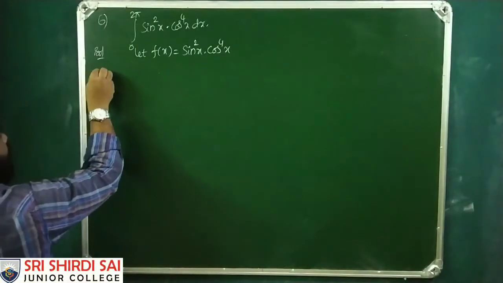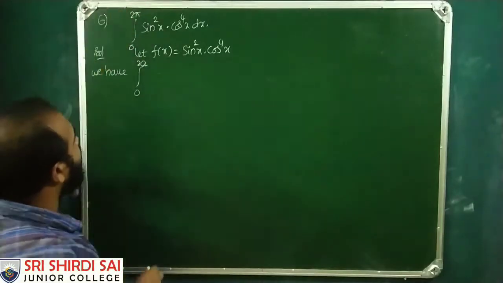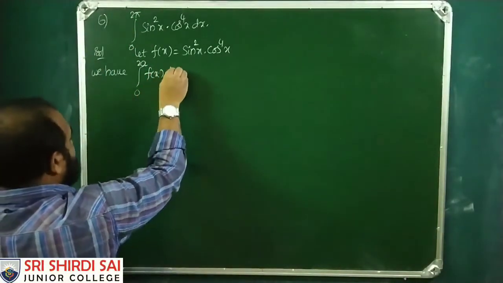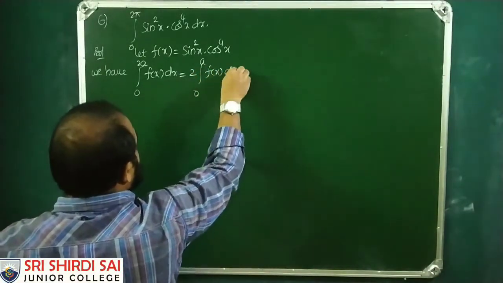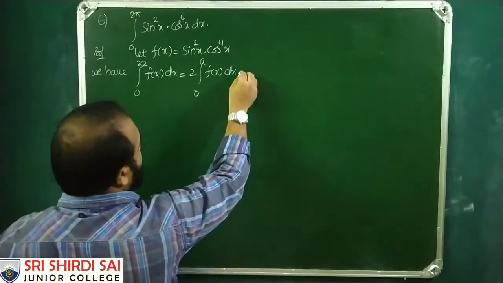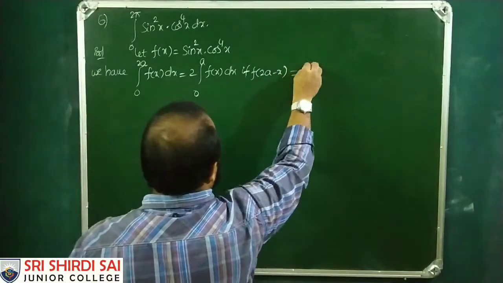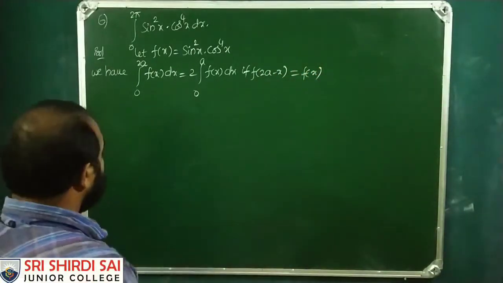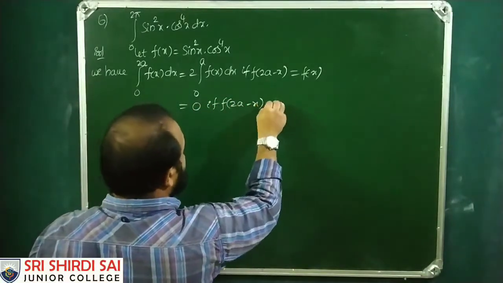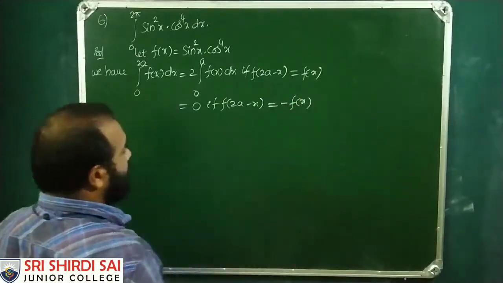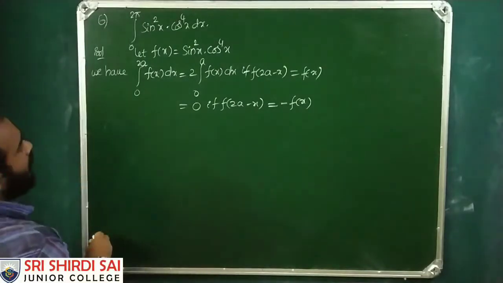So we have a property that integral 0 to 2a of f of x dx is equal to 2 integral 0 to a f of x dx if f of 2a minus x is equal to f of x, and the same is equal to 0 if f of 2a minus x is equal to minus f of x. So let us first do this.